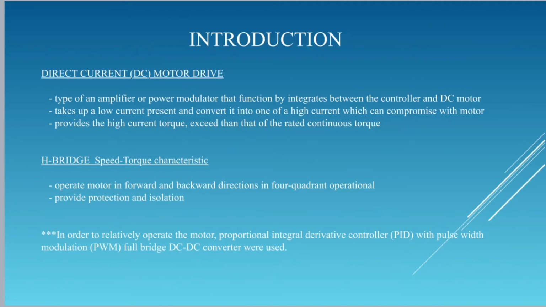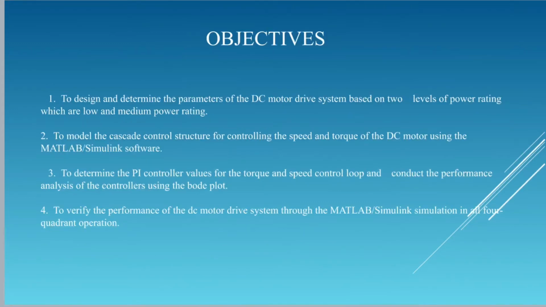The design of the speed controller and torque controller for the closed-loop DC motor for four quadrant operation has been shown to be effective at near reference level. The objective of this project is, first, to design and determine the parameters of the DC motor drive system based on the two levels of power rating that were chosen, which are a low and a medium power rating.